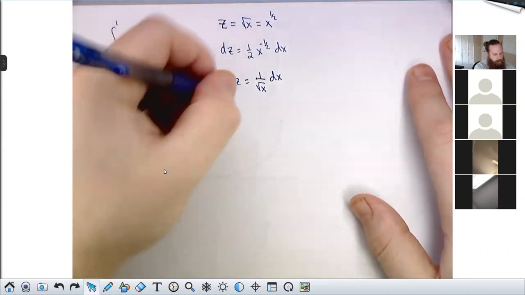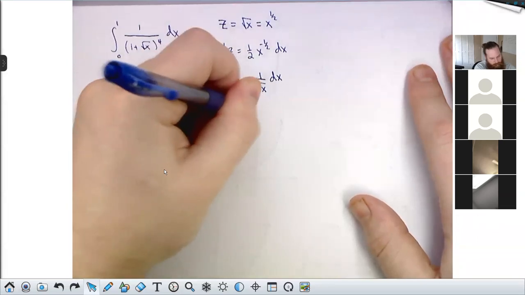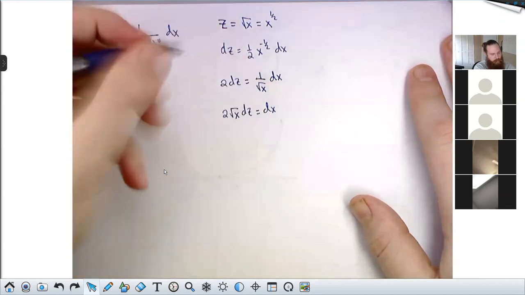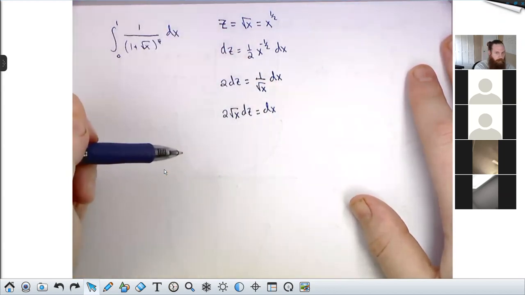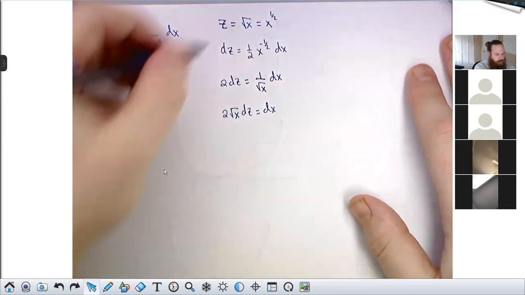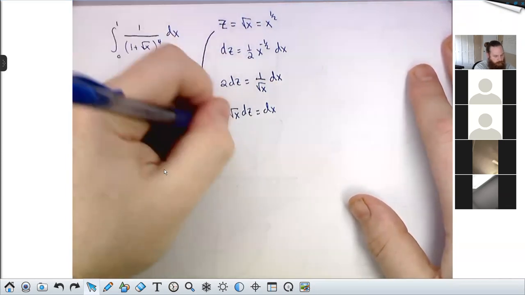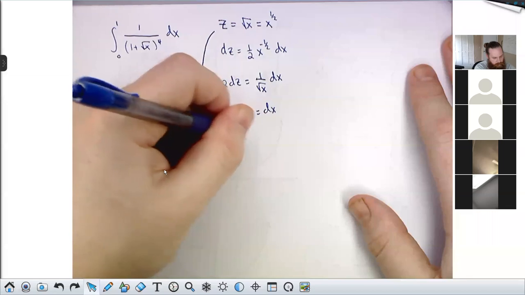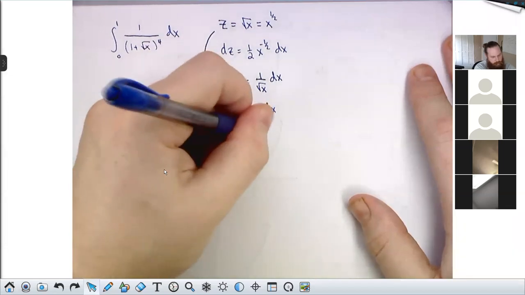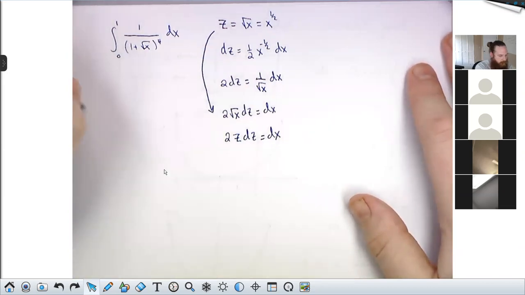And now I'll multiply both sides by the square root of x, and I get 2 square root of x dz is equal to dx. So I could plug this in here, but I don't want to because it has an x in it. So now what we do is we use our substitution. z is the square root of x. So this is 2z dz equals dx. So that's all of the bits I need besides changing the bounds to make the following substitution.